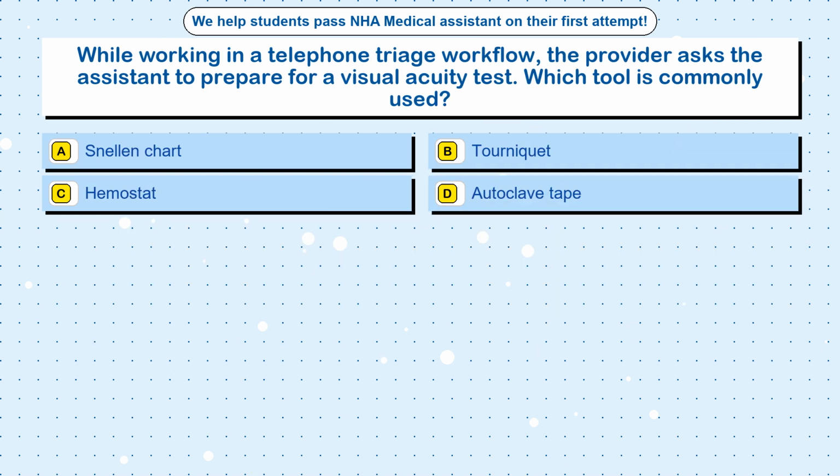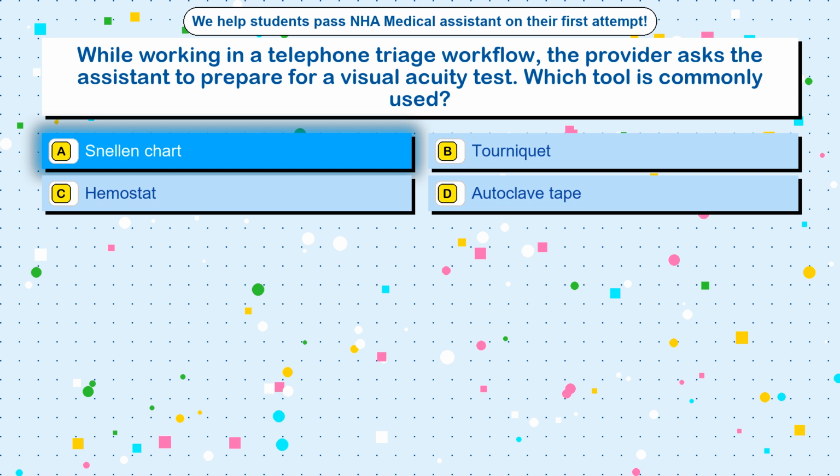Question 24. While working in a telephone triage workflow, the provider asks the assistant to prepare for a visual acuity test. Which tool is commonly used? Option A. Snellen chart. Option B. Tourniquet. Option C. Hemostat. Option D. Autoclave tape. The correct answer is option A.